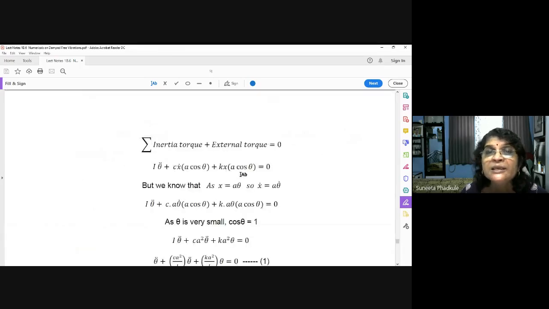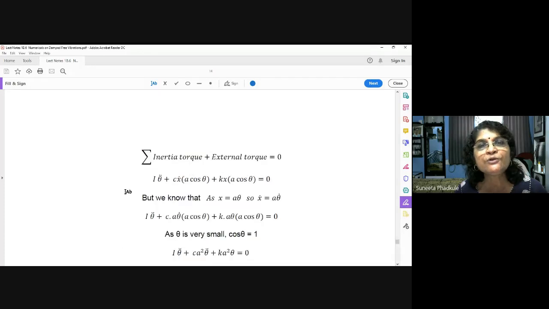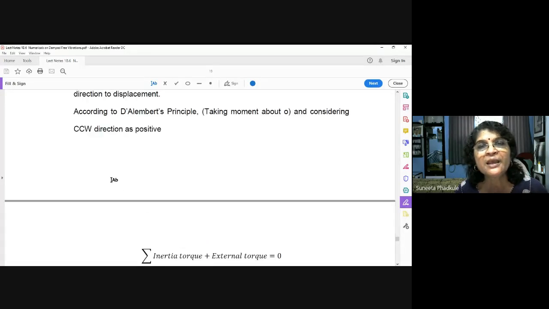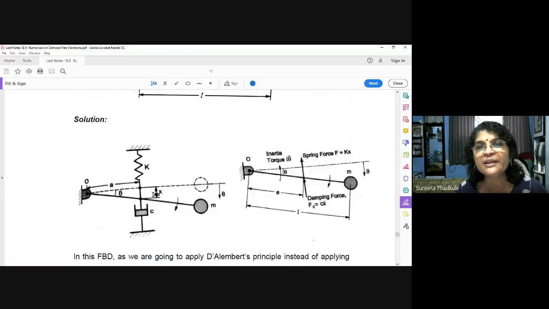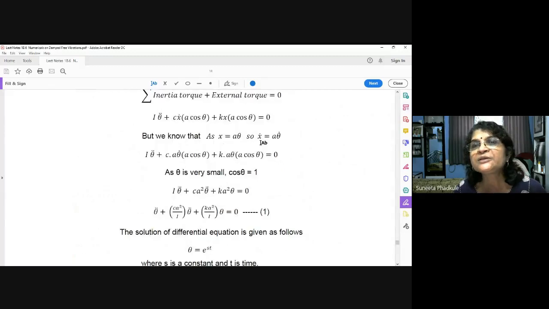Now see, there are two parameters, theta is also there, x is also there. So you have to replace either theta in terms of x or x in terms of theta. Here I am replacing x. We have already seen that x is equal to A theta from the geometry. So, as x is equal to A theta, x dot is equal to A theta dot, differentiating, A being constant. So putting the value of x here, that is A theta, and putting the value of x dot here, that is A theta dot.